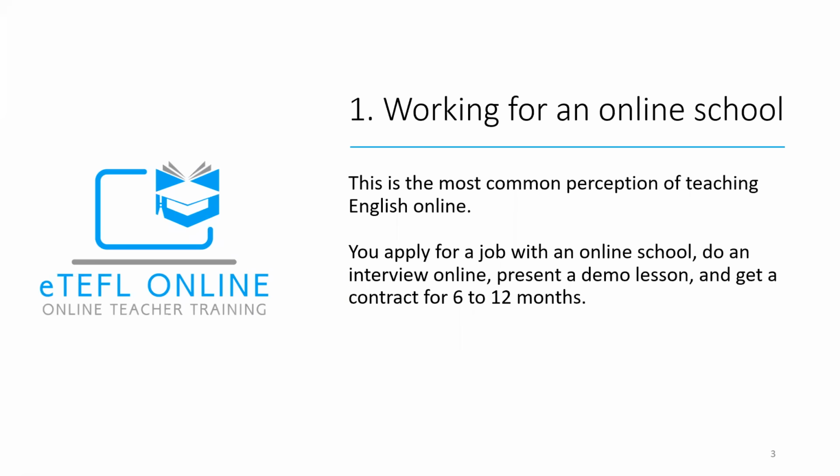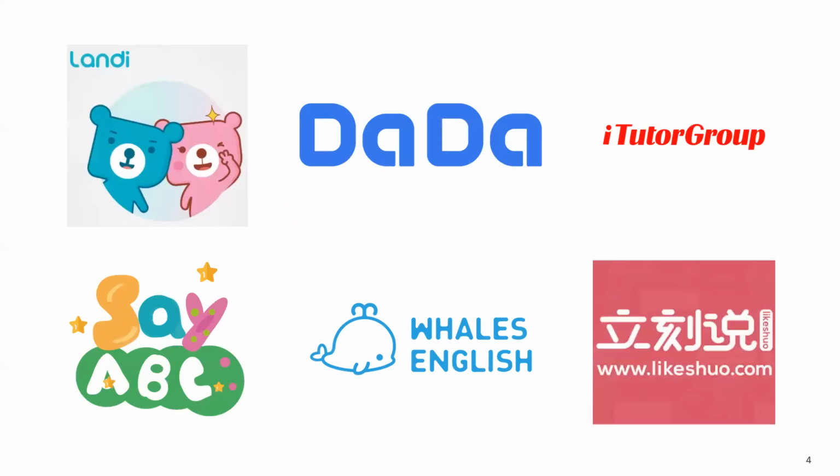Number one, working for an online school. This is the most common perception of teaching English online. You apply for a job with an online school, you do an interview online, you present a demo lesson, and you get a contract for 6 to 12 months if you pass that process. Here are some of the schools that you can work with: Landy, Dada, iTutor Group, Say ABC, Wales English, Likashore. There are many, many, many. In fact, there are over 300, almost 400 online schools right now to choose from.